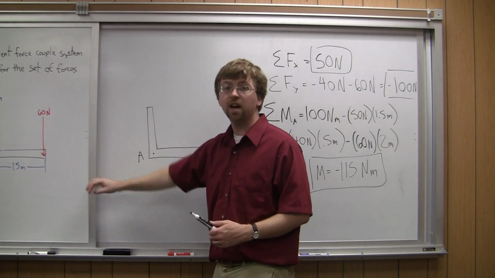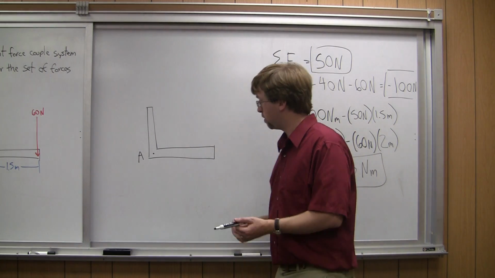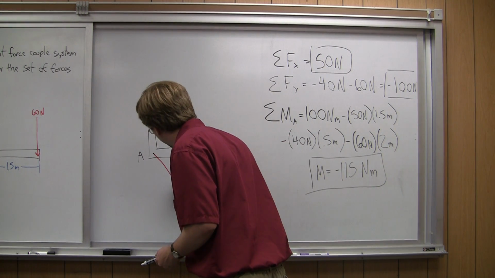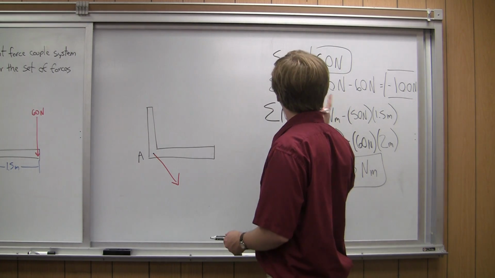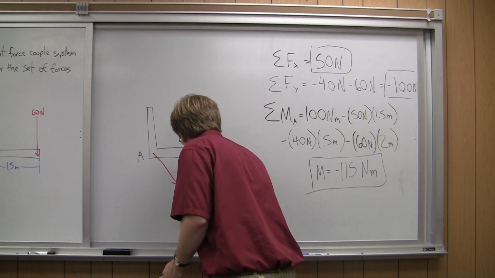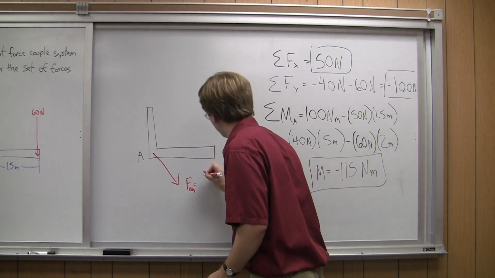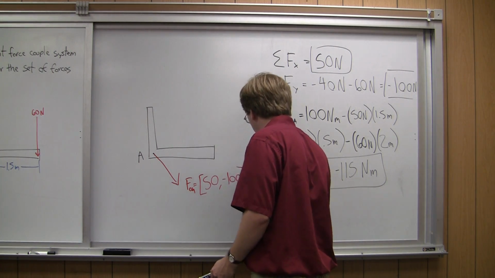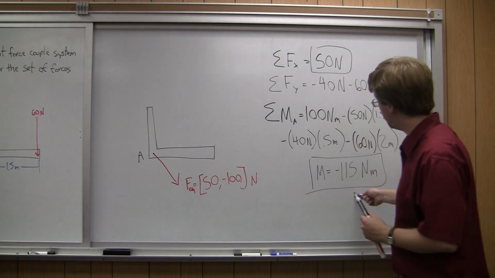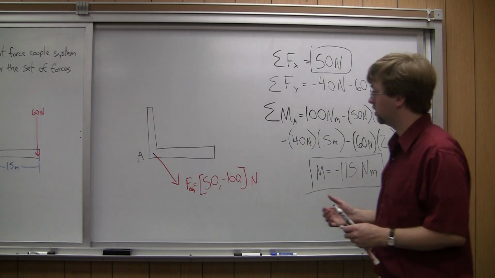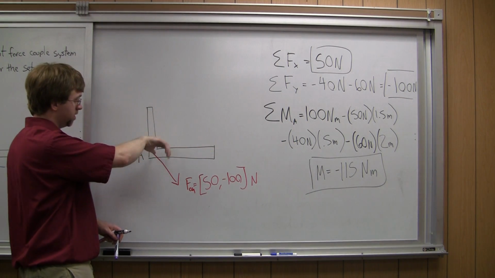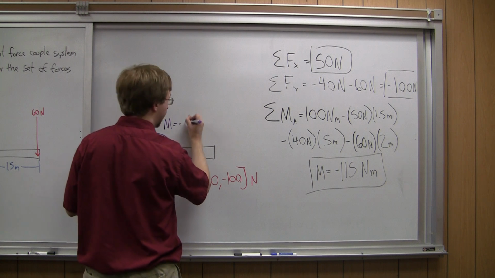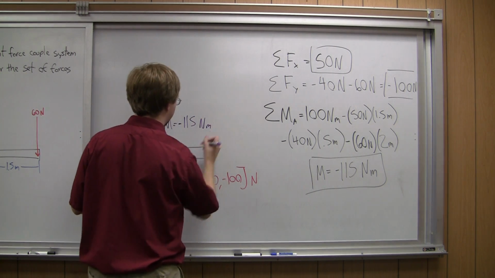So if I go to a blank diagram over here, I've got A as my point. If I go 50 in the x direction, negative 100 in the y direction, going down in a direction like this, I'm going to leave my force in component form. So F_EQ is equal to 50, negative 100 newtons. Alright, for my moment, it's negative 115 Newton meters. I know my thumb is pointing into the board, so it's going to be going clockwise like that. And M is equal to negative 115 Newton meters.